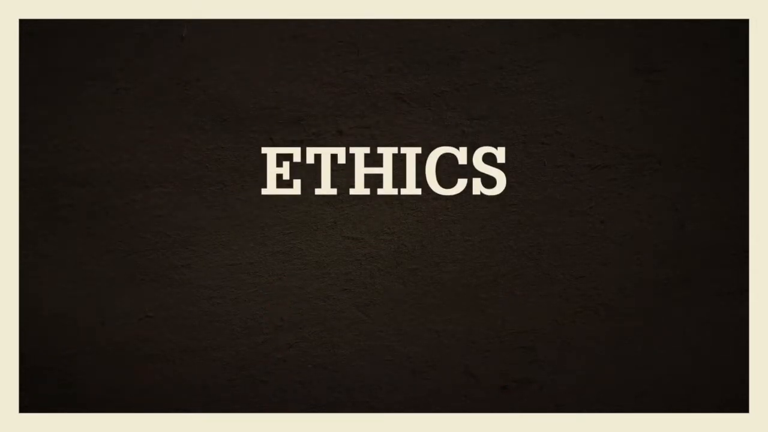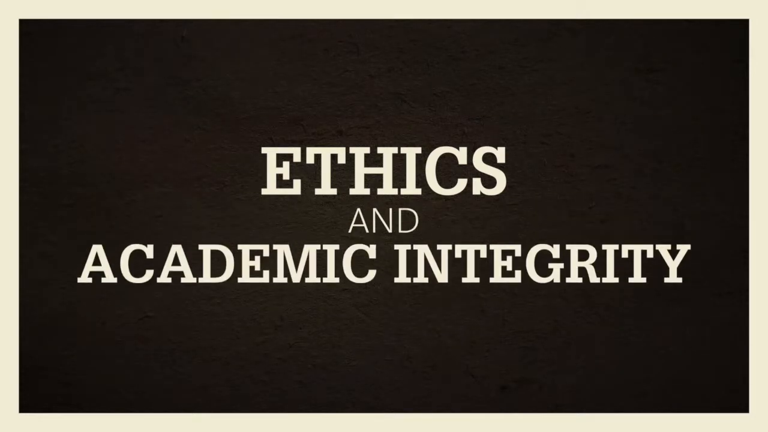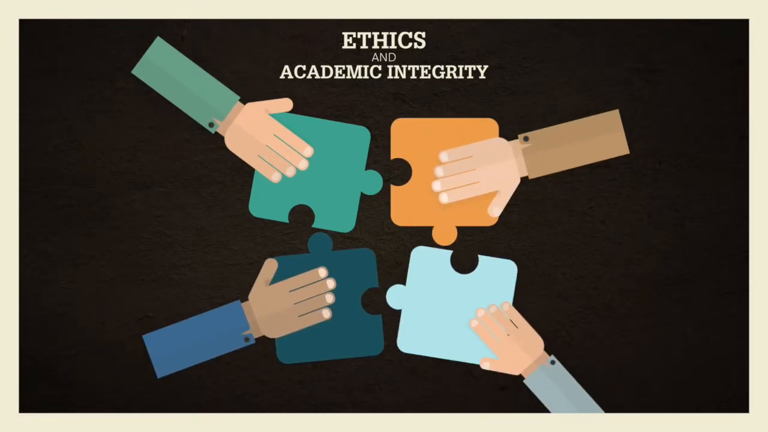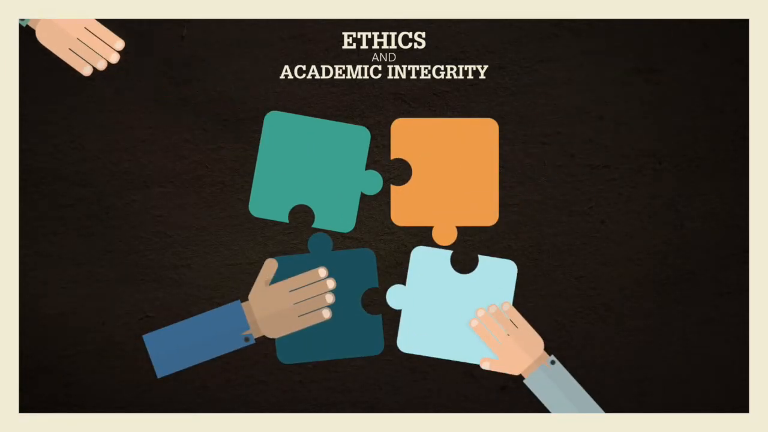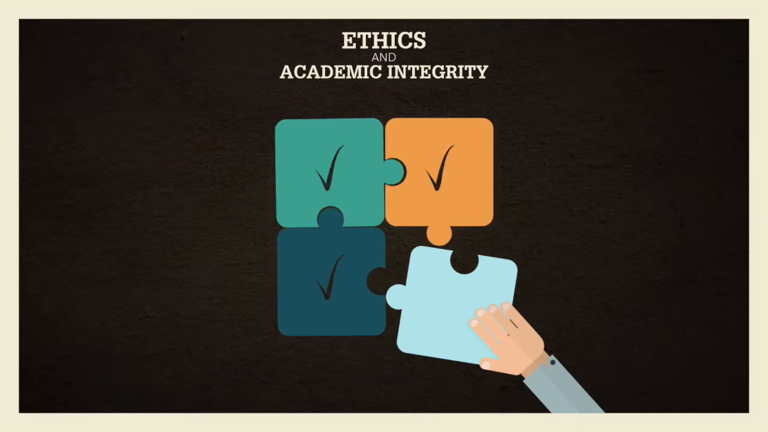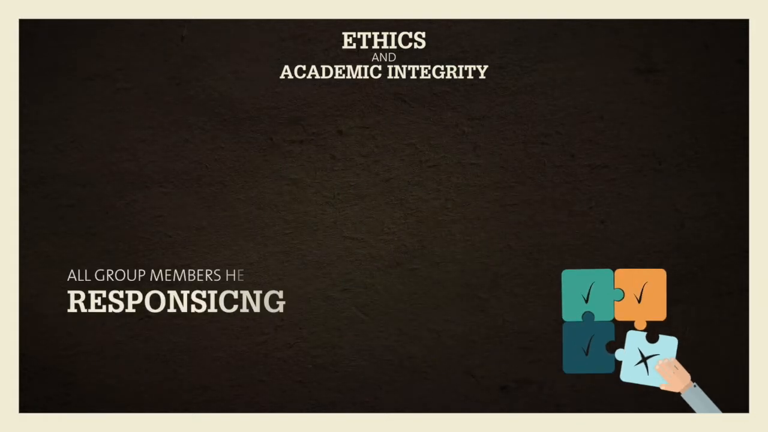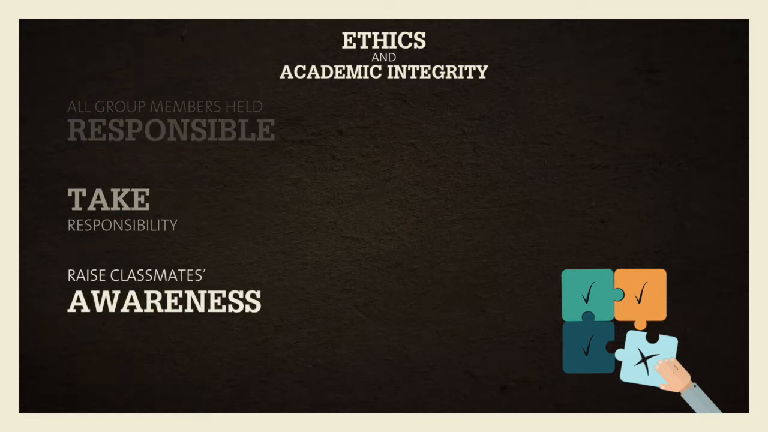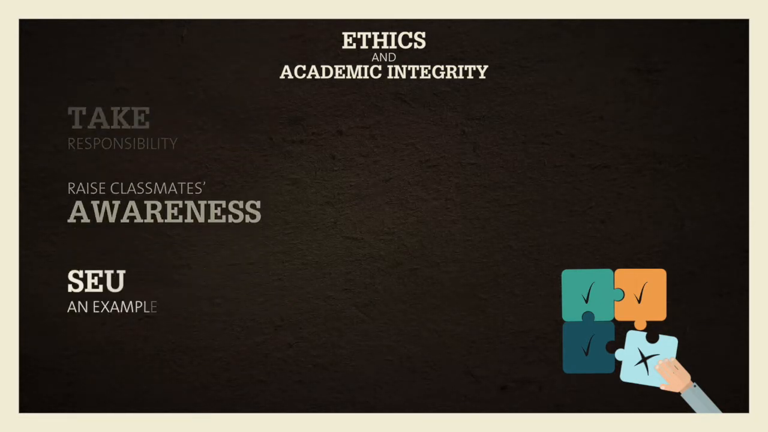Beyond the traditional types of plagiarism, there are also other situations that might compromise the integrity and validity of your work. Here are some typical examples. In your classes, you will often have to work in groups, and it might happen that you find one of your groupmates is being careless. You can tell yourself as much as you want that you're not responsible for their part of the work, but you should know that all the group members will be held responsible. Face up to your responsibility, raise your classmates' awareness of the issue, and set an example by how you do your work.